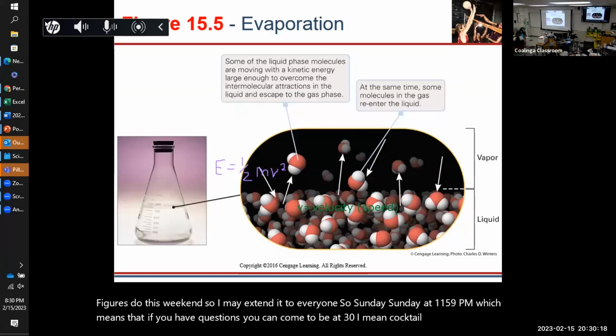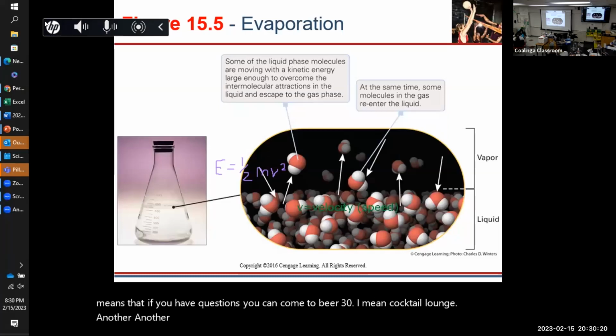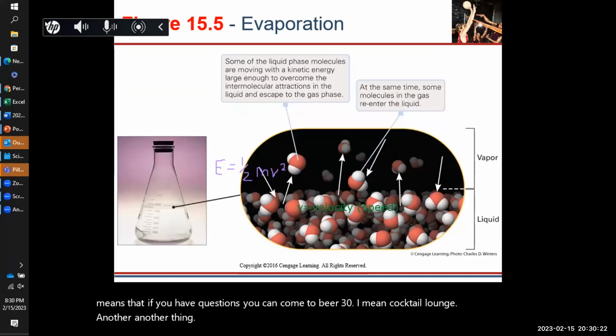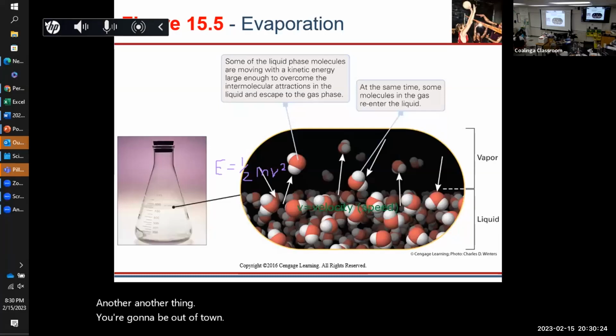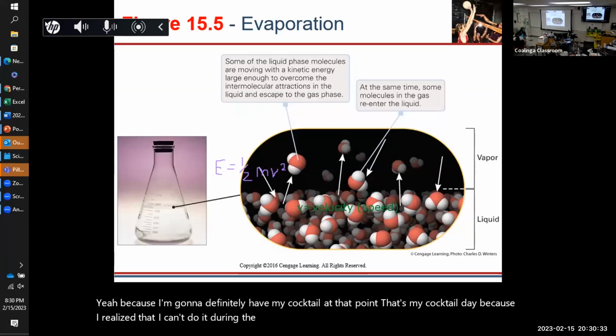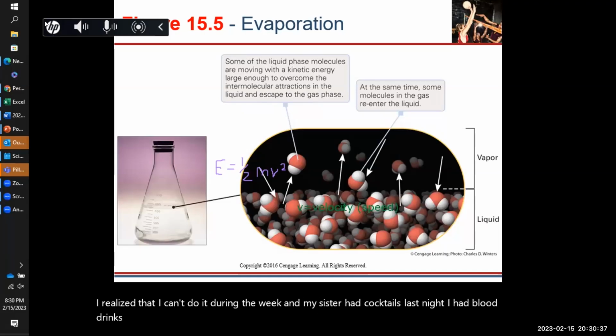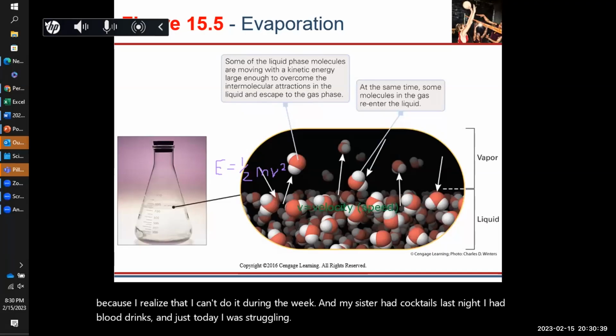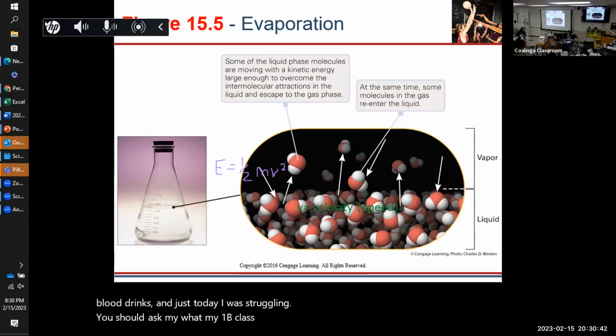Sorry, another thing. You're going to be out of town and still have cocktail hour. Yeah, because I'm definitely going to have my cocktail at that point. My cocktail day, because I realized that I can't do it during the week. My sister had cocktails last night. I had one drink, and today I was struggling. You should ask my 1B class. It was rough. I only had one. Well, I was up really late too, and I had one.